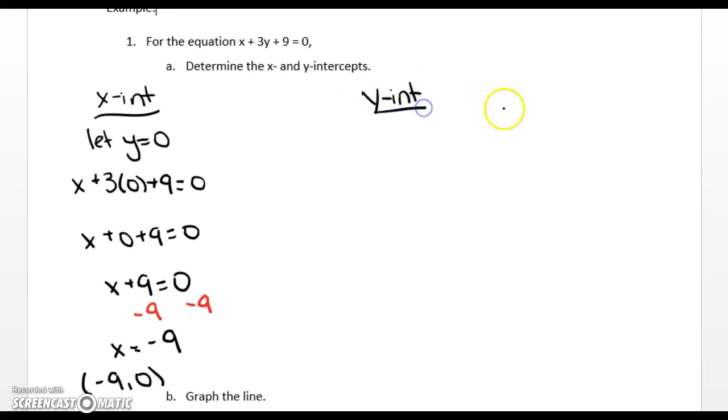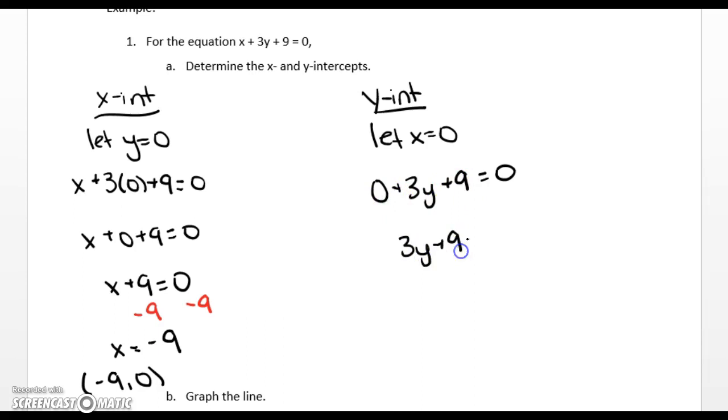Now we're going to find our y-intercept. This is where it crosses your y-axis, and at this point is where we let x equal 0. When you're finding those intercepts, you let the opposite variable equal 0. So in our equation, we're going to substitute x with 0. So we have 0 plus 3y plus 9 is equal to 0. 0 plus 9 is just 9. Then we can move 9 over to the other side by subtracting. So we have 3y is equal to -9.